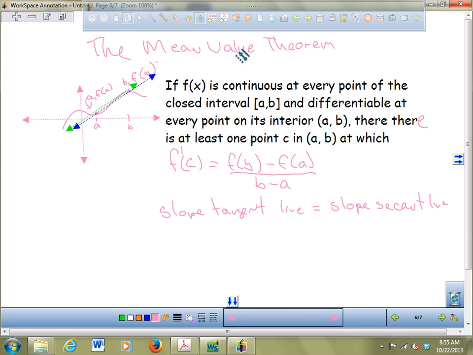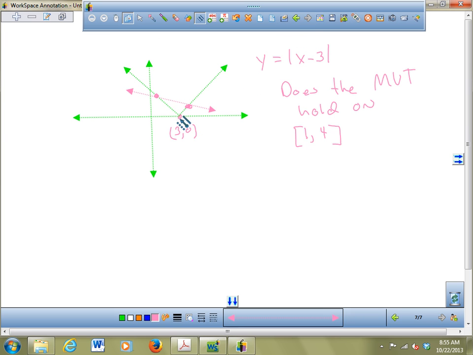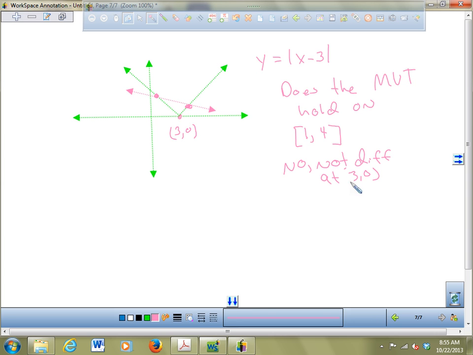It's because there's a corner there in the graph, right? At this corner the function is not differentiable because the slope changes abruptly from going downhill to going uphill. Not differentiable at 3, 0. And so therefore the mean value theorem does not hold. You can see graphically that there's no place in here where the slopes match.